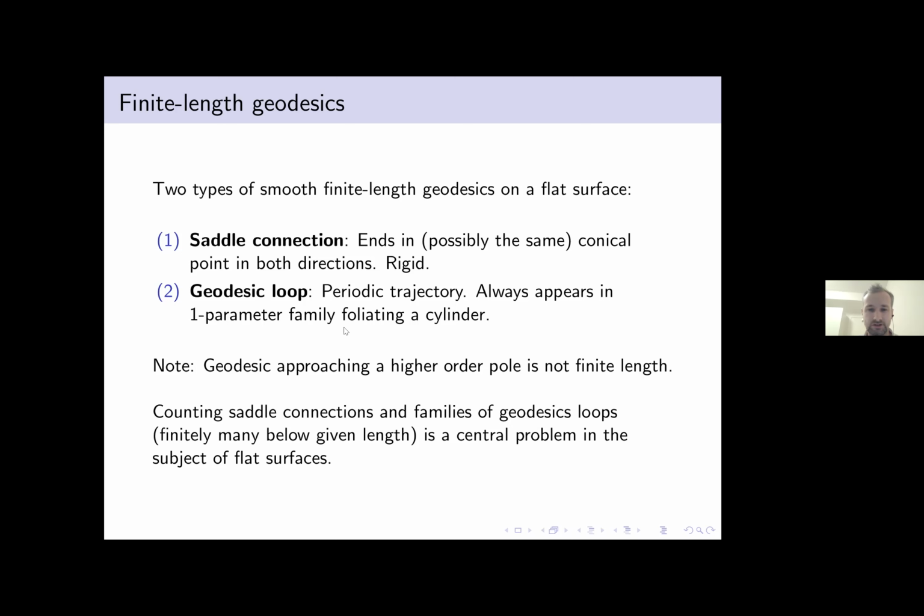Yeah, so if you approach a higher order pole, then it's not finite length. If you're only interested in the finite length ones, then you don't approach any pole because that would be infinite distance. So this is only stuff that goes to the simple poles or to the zeros.